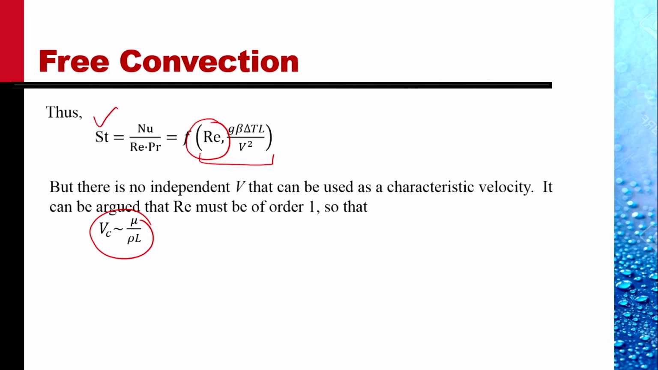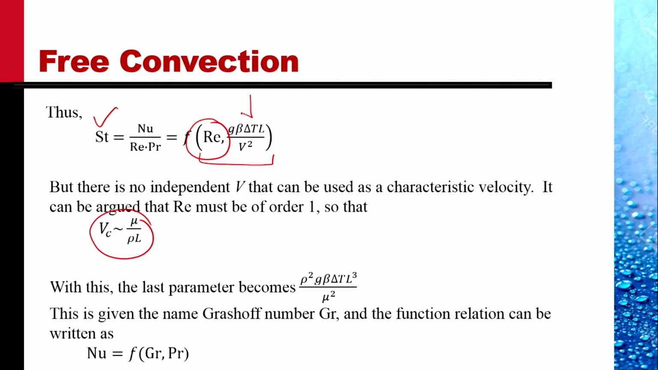With this parameter, which was obtained from equating the scale factor of inertial forces and the buoyancy forces, would becomes this. This is given the name Grashof number. It is abbreviated as Gr. So the functional relationship can be written as Nusselt number is a function of Grashof number and Prandtl number. A very interesting result obtained with so little work.